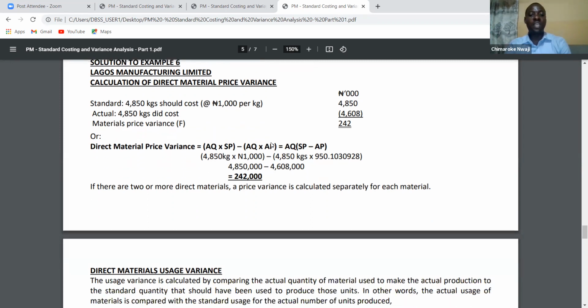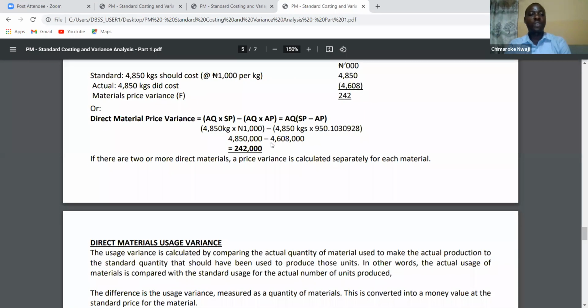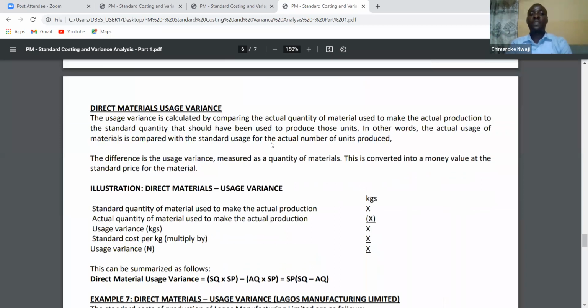Let's look at the usage. Let's go to the usage. The usage variance is calculated by comparing the actual quantity of material used to make the actual production to the standard quantity that should have been used to produce these units. In other words, the actual usage of material is compared with the standard usage for the actual number of units produced. So let's look at it here.